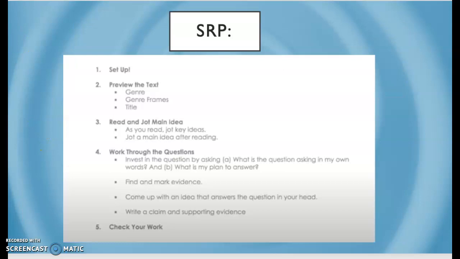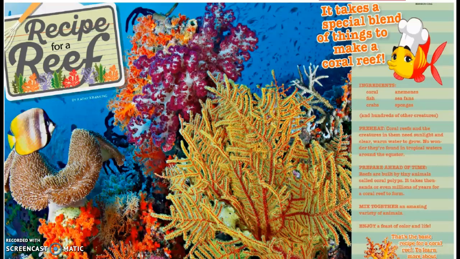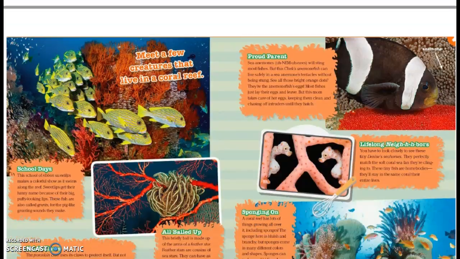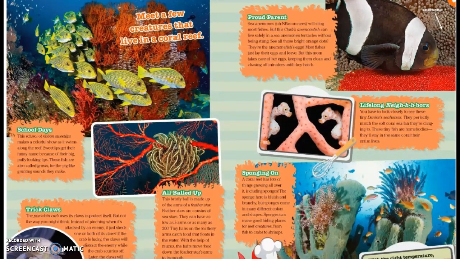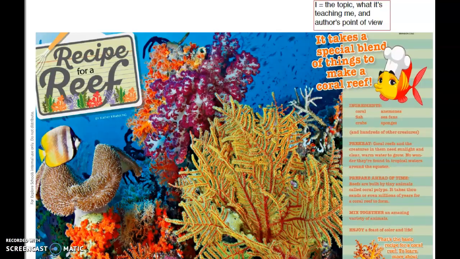Speaking of narrative versus informational texts, that brings us to our strategic reading plan. We've already set ourselves up, so now we're ready to preview the text. First thing we want to figure out is the genre. So let's take a look at today's text. Go ahead and scroll through all 3 pages of this text to try to figure out for yourself if it's an informational or a narrative. Pause the video and figure that out.